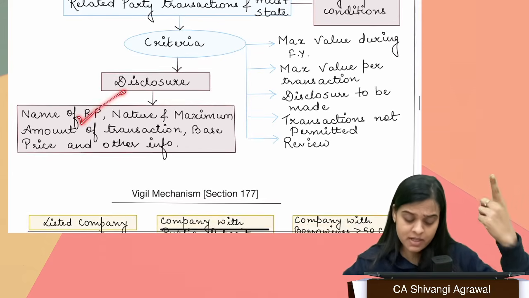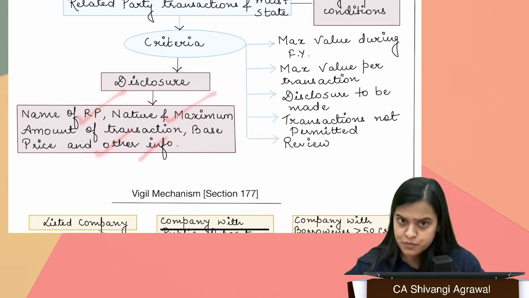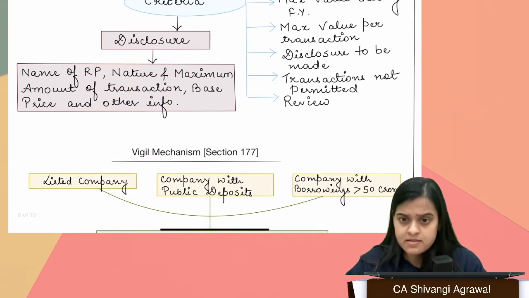The name of related party, nature and maximum amount of transaction, base price, other info, etc. Okay, so I hope this is clear. Fine. Now section 177 is not yet over.